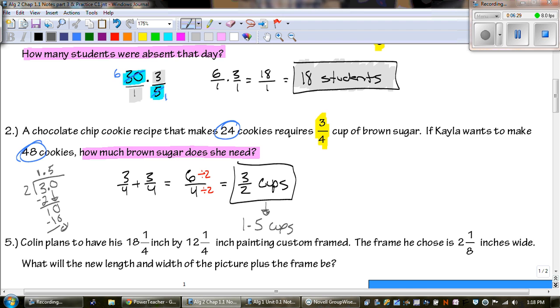Okay? Now, a student in class noticed that, hey, what about 24 times 2? Yeah, we could do 24 times 2. 24 times 2 gives us 48, and we could double the recipe. And we would just multiply, because 3 times 2 is 6, 4 times 1 is 4, and then once again we would just reduce it and divide by 2.